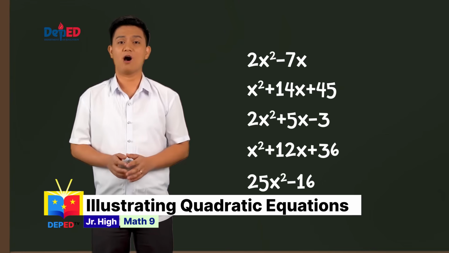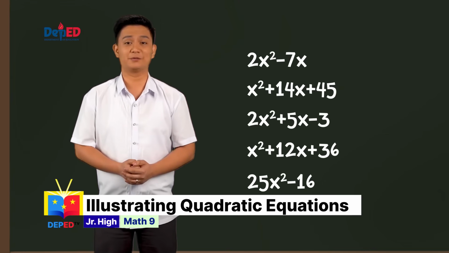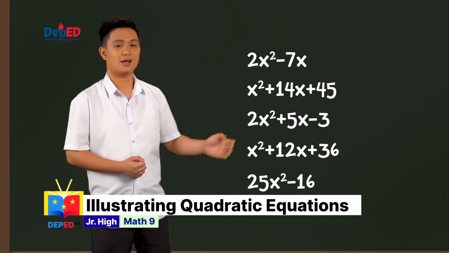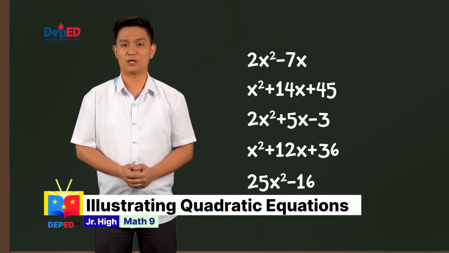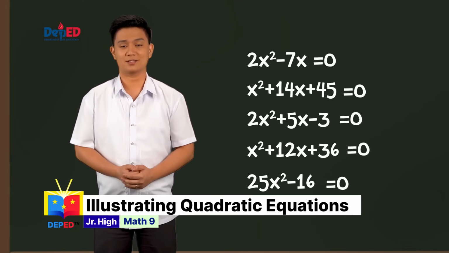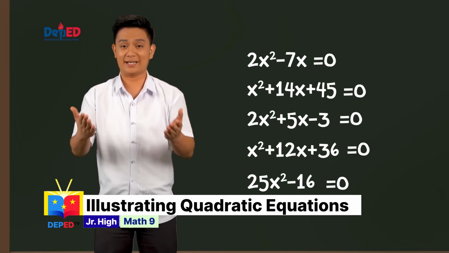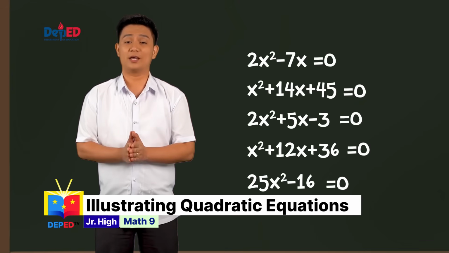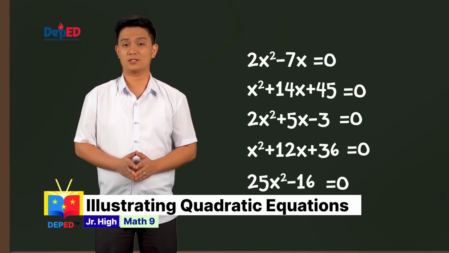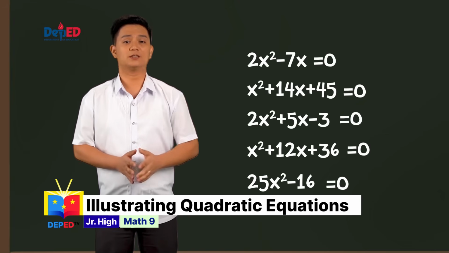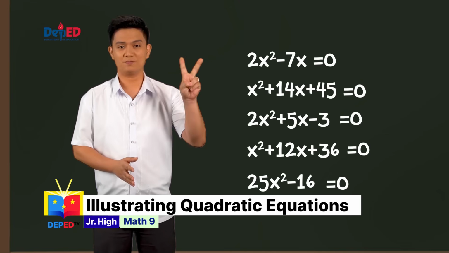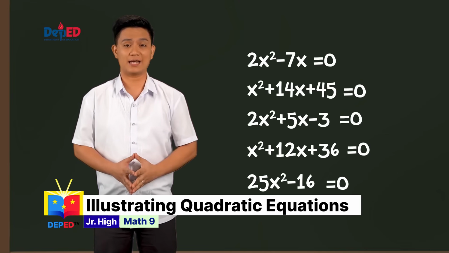All of them are polynomials of degree 2. Now, if we set each equal to 0, what do we get? Quadratic equations in standard form. They are in standard form because 1. The terms are arranged in descending powers. 2. The polynomial is set equal to 0.